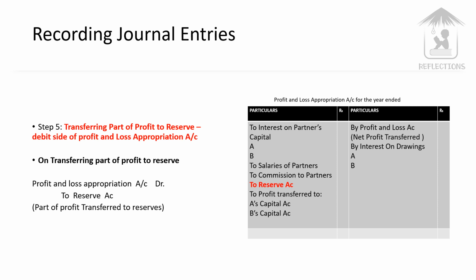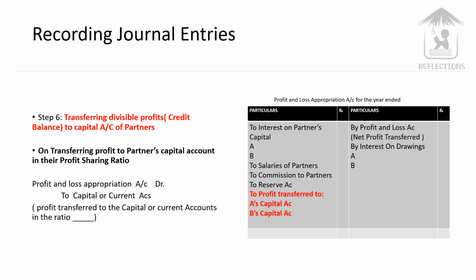At times, the firm will not want to distribute all of its profit with the partners. There might be some requirement for certain reserves. So when the firm decides to transfer a part of the profits to the reserve, it would be a part of the appropriation account. So it would be a debit entry in the profit and loss appropriation account. So the double entry would be profit and loss appropriation account debit to reserves account. Part of the profit transferred towards the reserve.